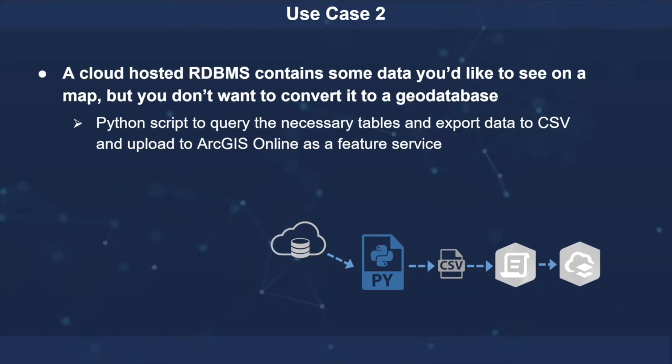Use case 2 is similar, but in this case, we have a cloud-hosted RDBMS. So let's call it SQL Server that an agency has a production database in. They have a table. It's got XYs involved in their table. But you'd like to skip over the whole part where you grab it, export it, put it into a geodatabase of some sort, stage the MXD, stage the APRX file, and then push to ArcGIS Online.